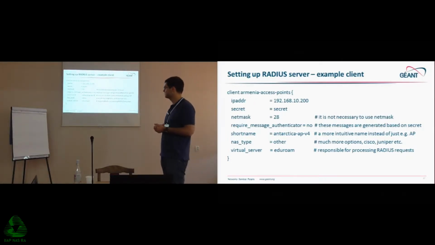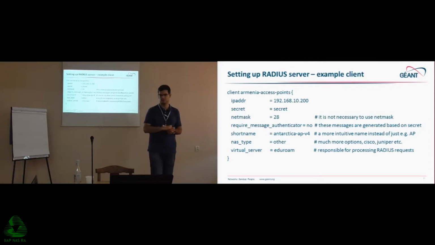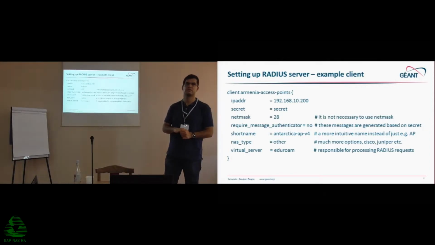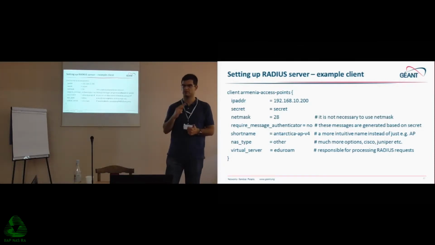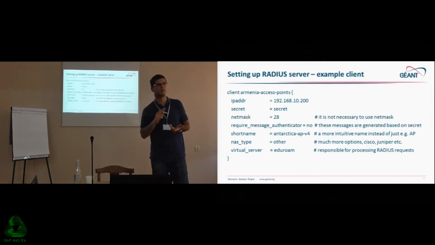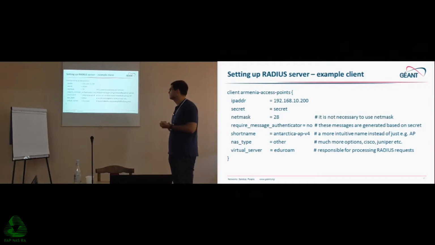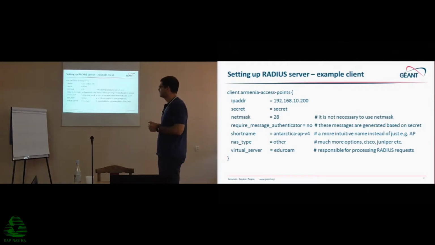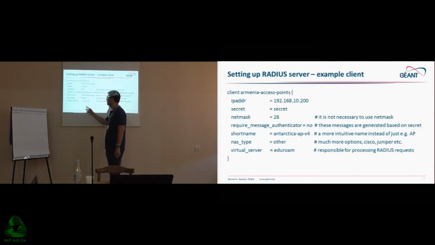And then there's the NAS type directive. Usually when defining virtual servers, you leave it at other. But if you're using a specific kind of equipment, for example, NAS type can be Cisco, Juniper, I think Aruba, and others. Please, you can take a look at the configuration file. And at the end, of course, there's the virtual server, eduroam.